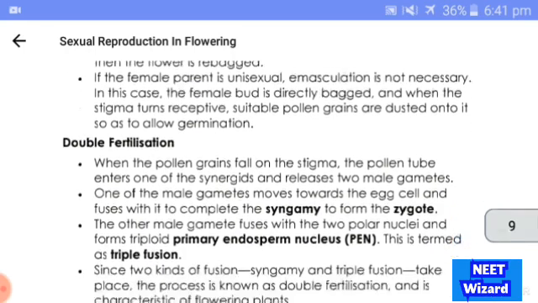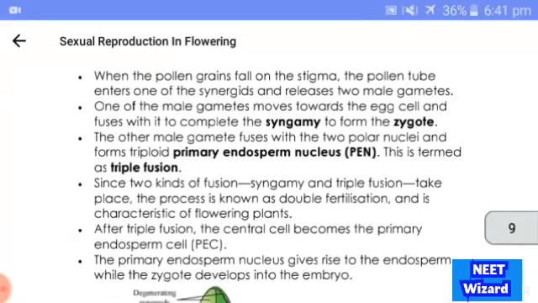Double fertilization. When the pollen grains fall on the stigma, the pollen tube enters one of the synergids and releases two male gametes. One of the male gametes moves towards the egg cell and fuses with it to complete the syngamy to form the zygote. The other male gamete fuses with the two polar nuclei and forms the triploid primary endosperm nucleus. This is termed as triple fusion.